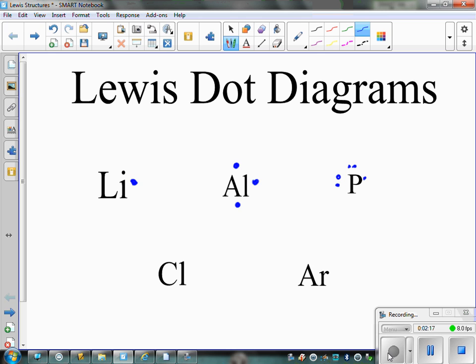Again, doesn't matter how you put them. Chlorine has 7, so we're going to have to put 2 on each side and then 1. And then argon has 8. So again, it doesn't matter where you put them, just put them in no more than 2 on each side and use the top, bottom, left, and right side. So that's the idea of Lewis dot diagrams.